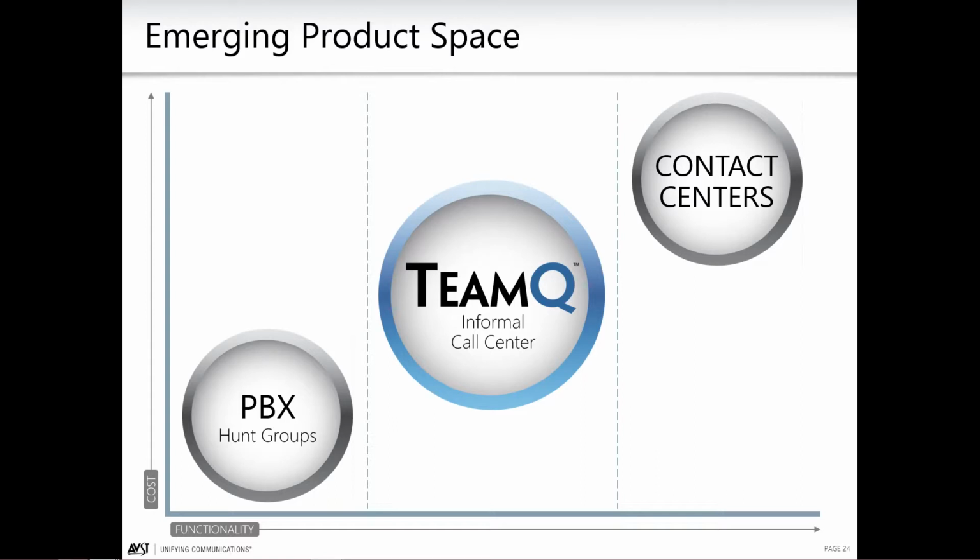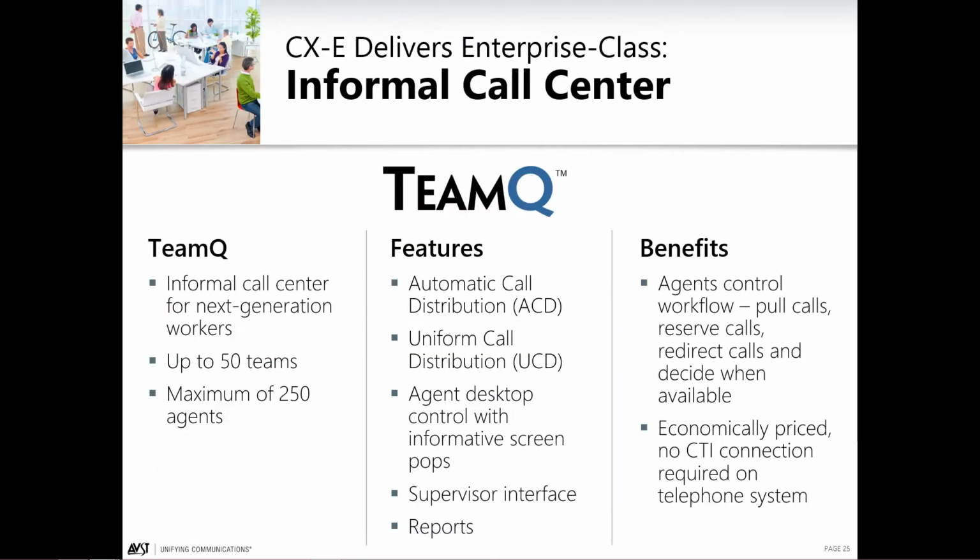In most enterprises, besides the people that go into the contact centers, there'll be these informal work groups. And for these informal work groups, you're probably not going to buy contact center licenses because they're very expensive. A hunt group is probably what you end up using, but it's not really getting the job done very well. So we fill that middle space with TeamQ. TeamQ is an application, once again, not a server, just an application you turn on in our system, that's designed to handle incoming calls to informal next-gen work groups.